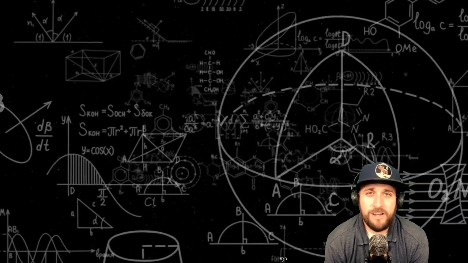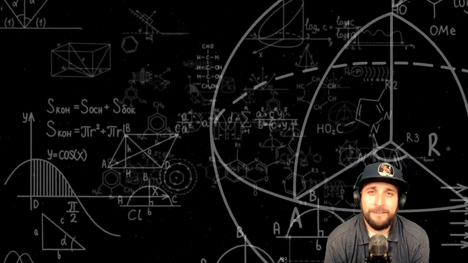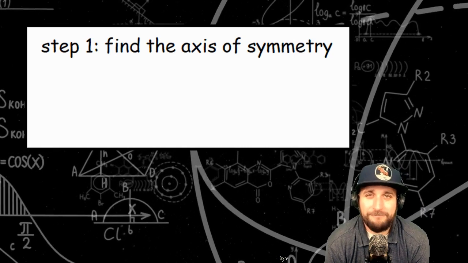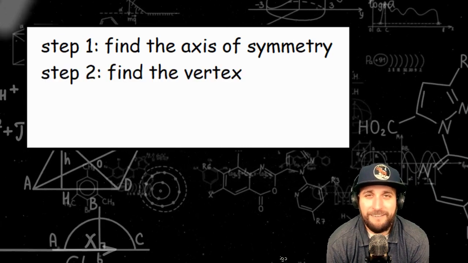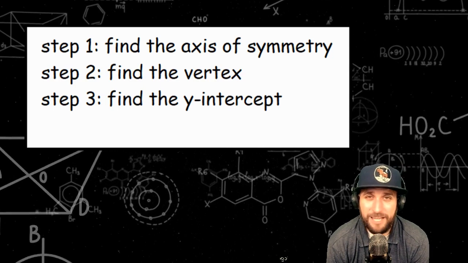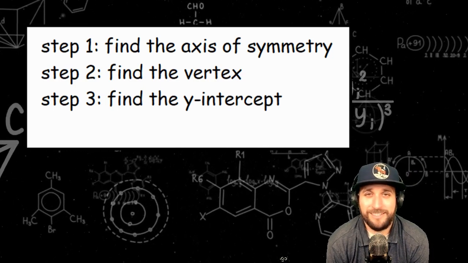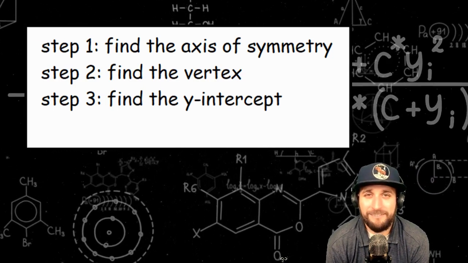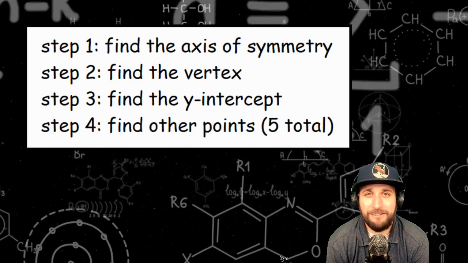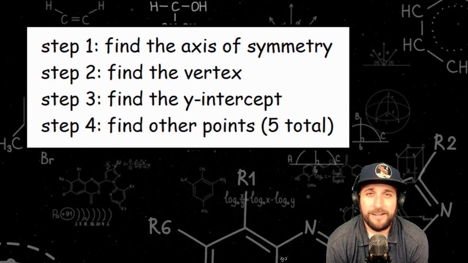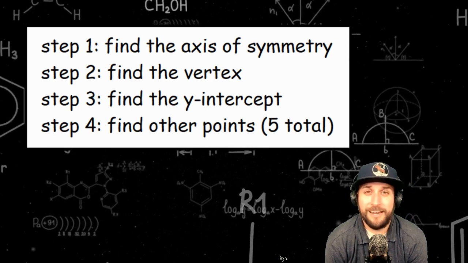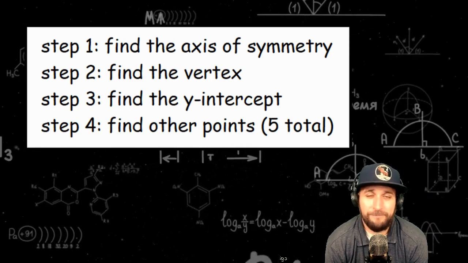So to graph quadratic equations, we got 4 steps. Find the axis of symmetry, plot it. Find the vertex, plot it. Find the y-intercept if you can, plot it, and the other points you get thanks to the axis of symmetry. And then find other points as needed so that you have 5 points total. Connect your dots with a nice smooth curve, arrows at the end, and you're done.